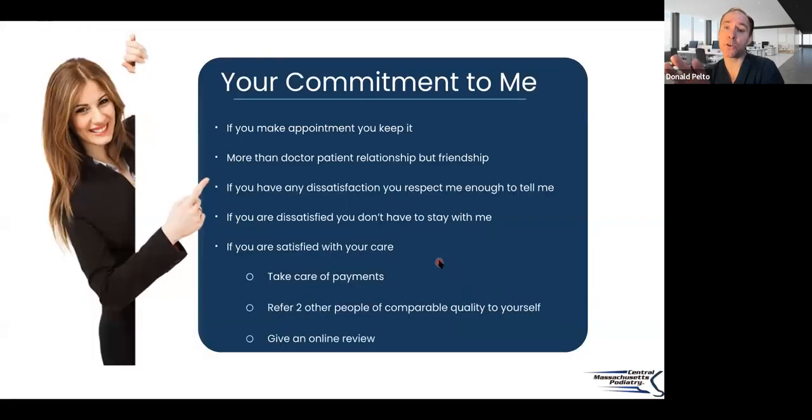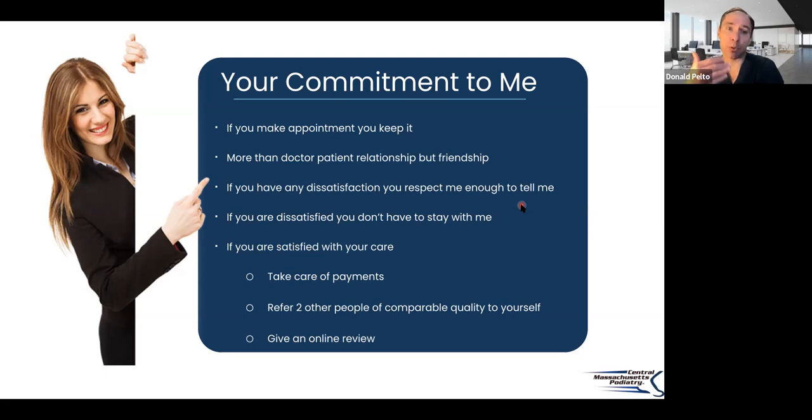I say, but your commitment to me is this. Now, this is the cool part. Okay. If you make your appointment, you're going to keep it. So I emphasize this. I actually use my finger as I'm talking about this on the screen. I want more than a doctor-patient relationship. I want a friendship with them because I truly do. If you have any dissatisfaction, you respect me enough to tell me. And I say that outright.